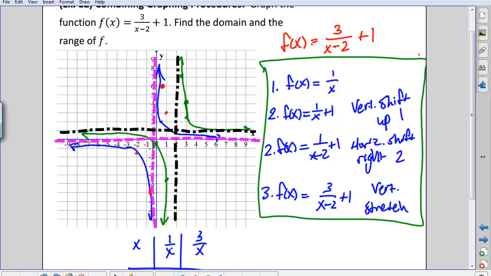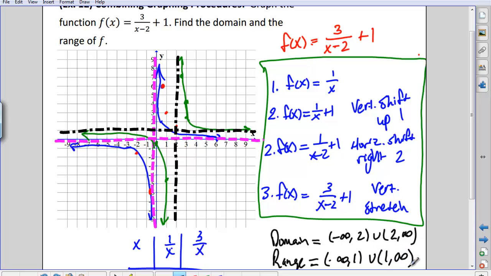And so what we end up with for the domain, think of the x values there on that graph. It's everything except for this x value at 2. Write it just like that. And then the range, what y value is not included. Okay, this horizontal line here at the y value 1 is not included. So that's our domain and range there for that graph. Everything except for the x value 2 and the y value 1. Okay.